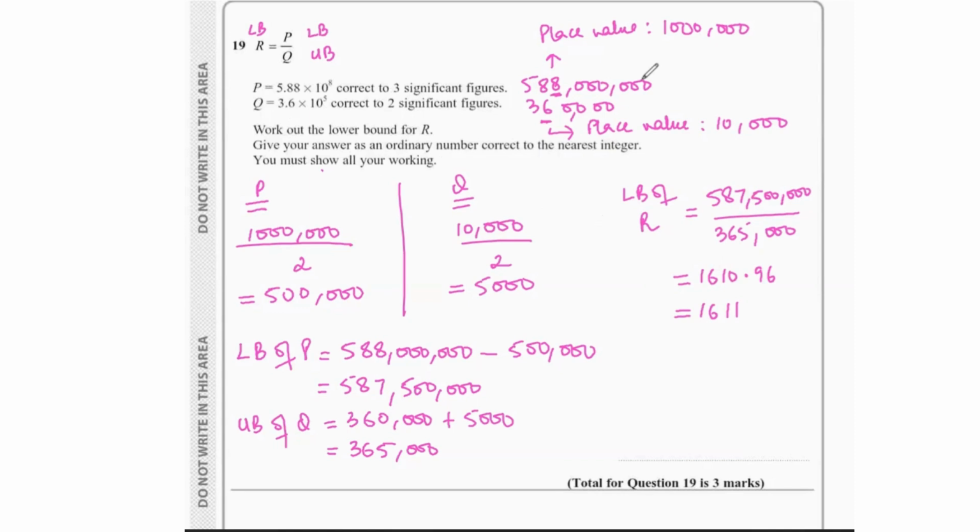So once again, when you have significant figures, first write the number given as an ordinary number if it's written in standard form, and figure out the place value of the significant figure they're talking about. So if it's correct to 3 significant figures, you look at the third significant figure in the number, figure out its place value, then divide that place value by 2, and then add or subtract that from the given number to find the upper and lower bound. So in this case, the answer is 1,611.